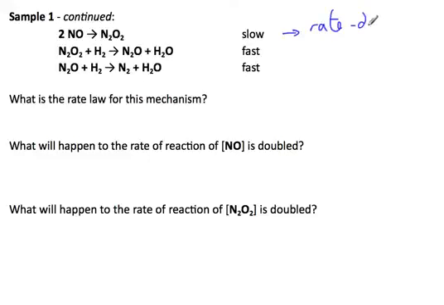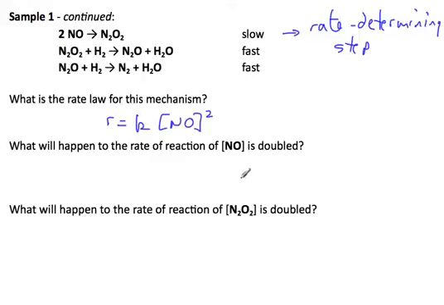And we've already ascertained that it's an elementary process, bimolecular, so that works. And so if the mechanism has an elementary process that is rate determining, you know the rate law. So R is going to equal K times the concentration of nitrogen monoxide squared. So there's the rate law for the mechanism, generated from the rate determining step.